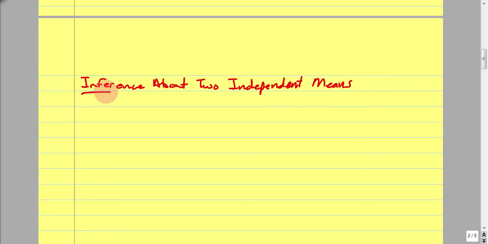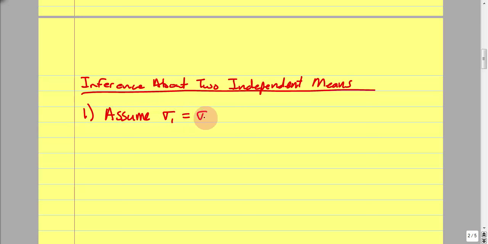So when I'm talking about inference about two independent means, I have two assumptions that can be made. And based on which one of these assumptions I choose, I'll choose a different set of formulas. Okay, so for our first one, let's go ahead and assume that population standard deviations are the same. And now if this is the assumption, we're going to use the pooled standard error.